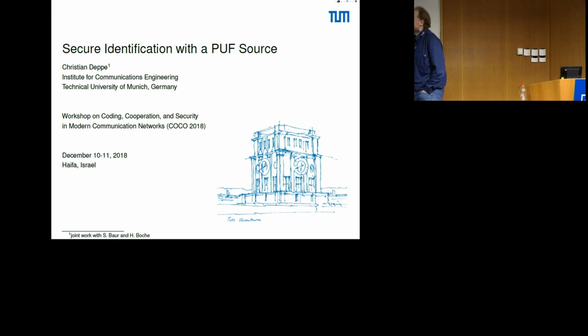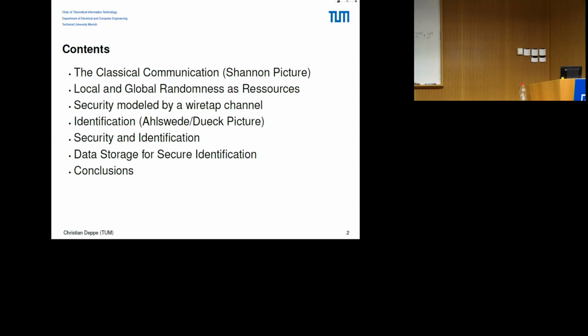Okay, my talk is about secure identification with a path source. And I have to apologize. If you look at the contents, I didn't speak with Gerhard, but in the beginning you will see there's a big overlap with the first part of his talk.